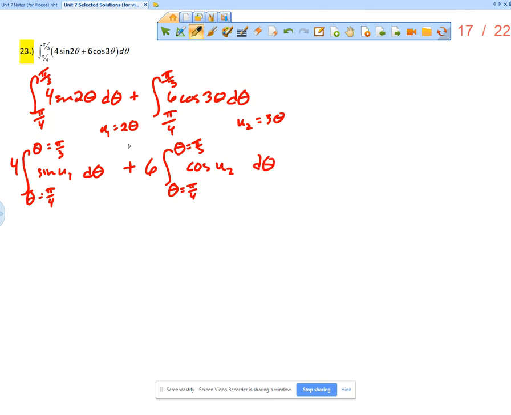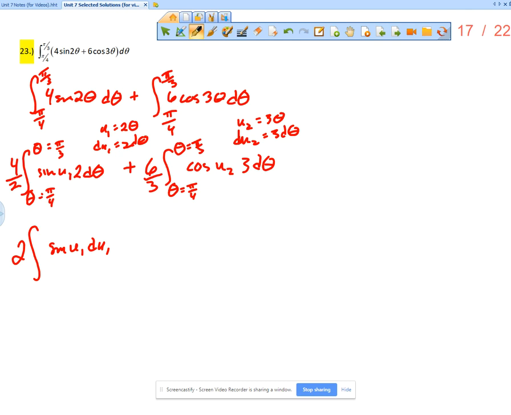Now, du sub 1 is 2 d theta. So I need a 2 with the d theta and a divided by 2 on the outside. Over here, du sub 2 is going to be 3 d theta. So I need a 3 with this d theta and a divided by 3 on the outside over here. So on the outside I have 2 times the integral of the sine of u sub 1 du sub 1.